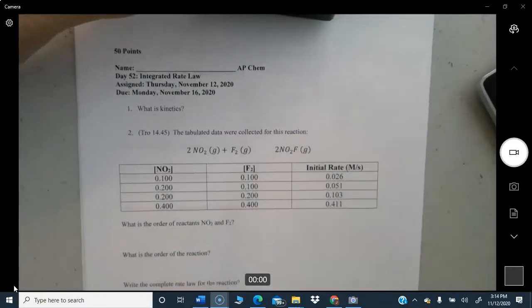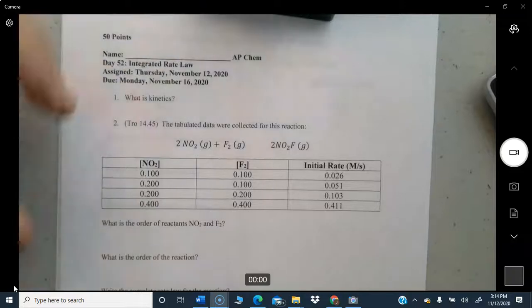We're going to start off with a basic question. We just want to always be sure we know what we're doing and why we're doing it. What is kinetics? That's the subject we're dealing with. It's simply the study of the rate of a chemical reaction, how fast a chemical reaction takes place.